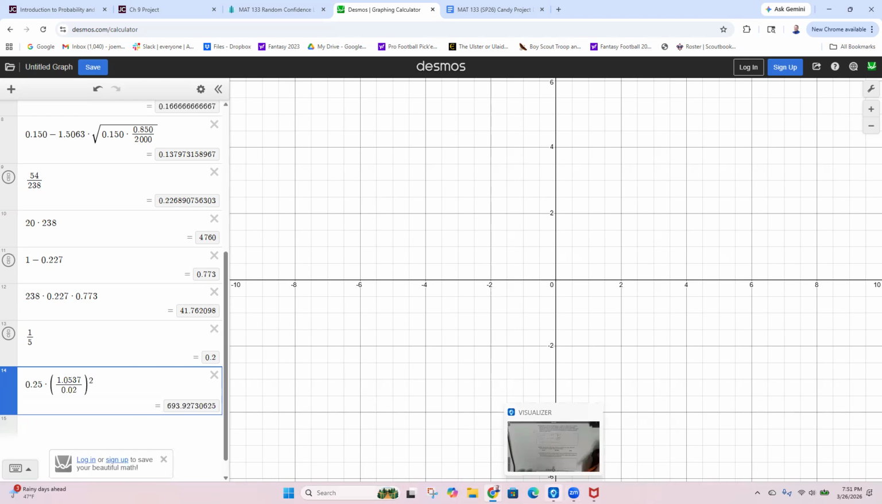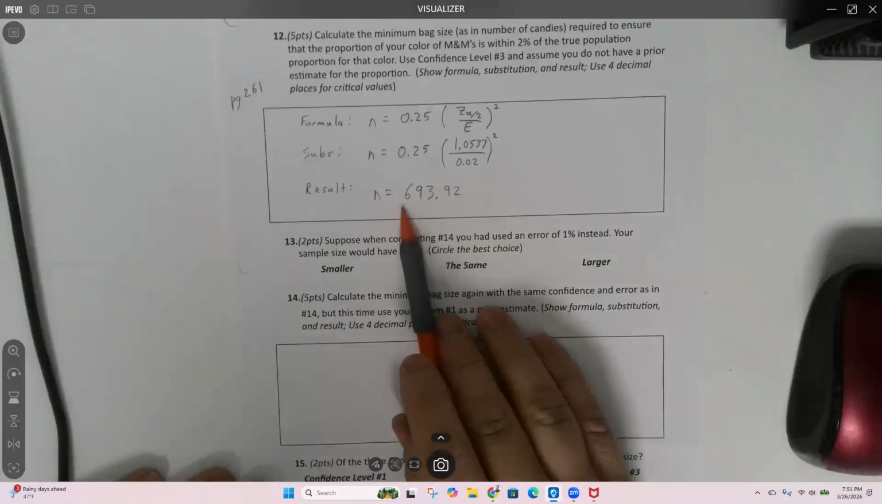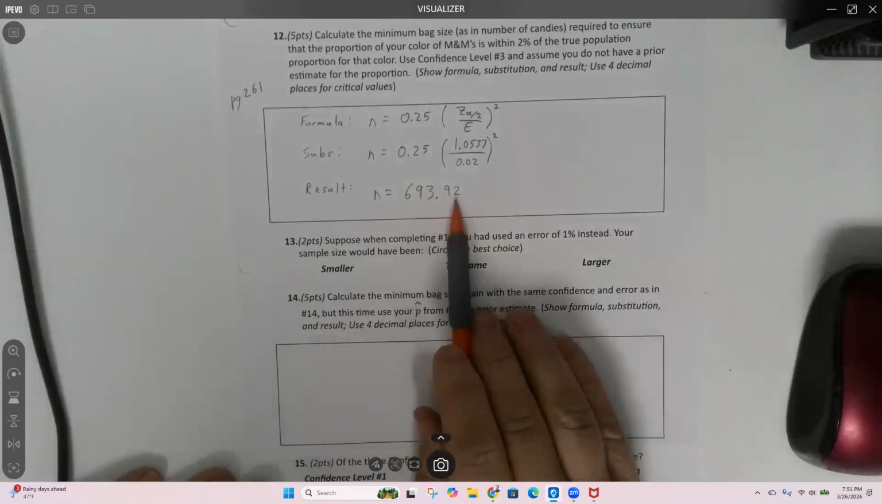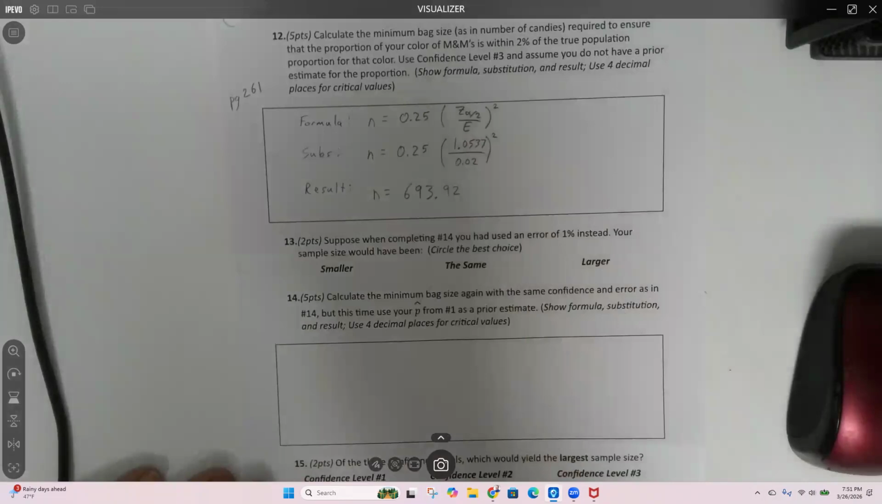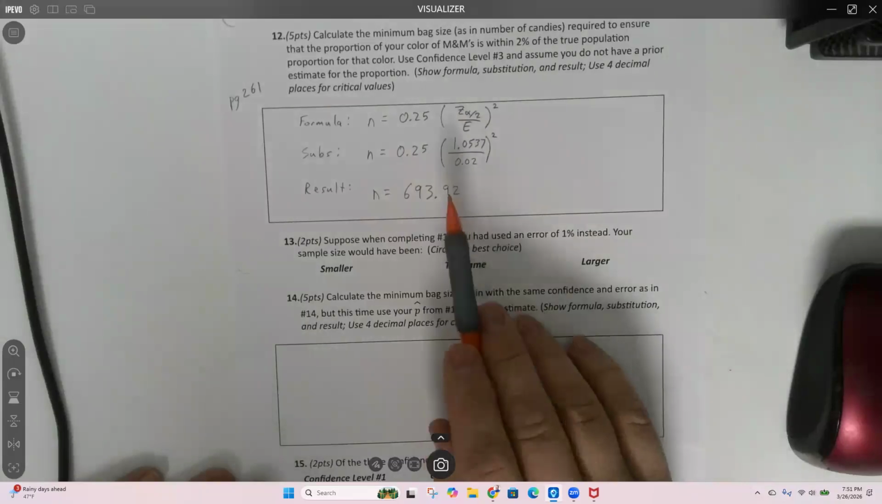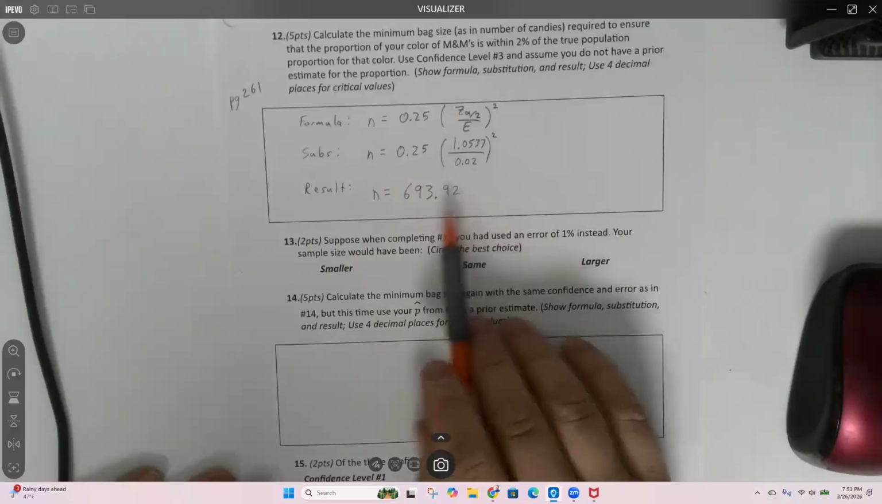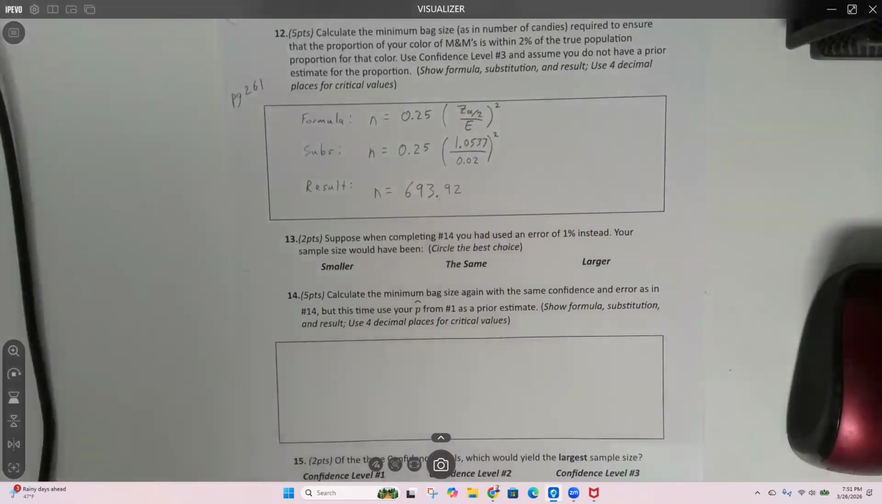And that is not the answer. Because I can't sample 693.92 M&Ms. 0.92, what does that mean? Like someone took a small bite out of it and I keep the other 0.92 of it? No. When I'm sampling, I always am looking at whole numbers. It doesn't matter what you're sampling, people, cars. That's how car companies test their cars for safety. You can't go and crash every car.